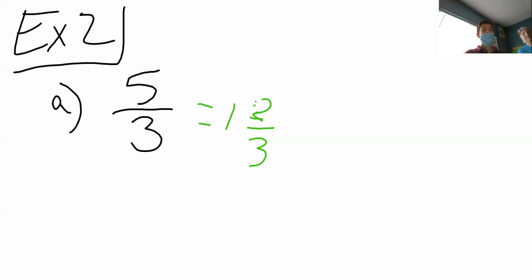1 2/3. How do you do that? There's more than 3 in the numerator. Yep. So since that number is bigger than the denominator, what'd you do in your head? I just added one whole number.